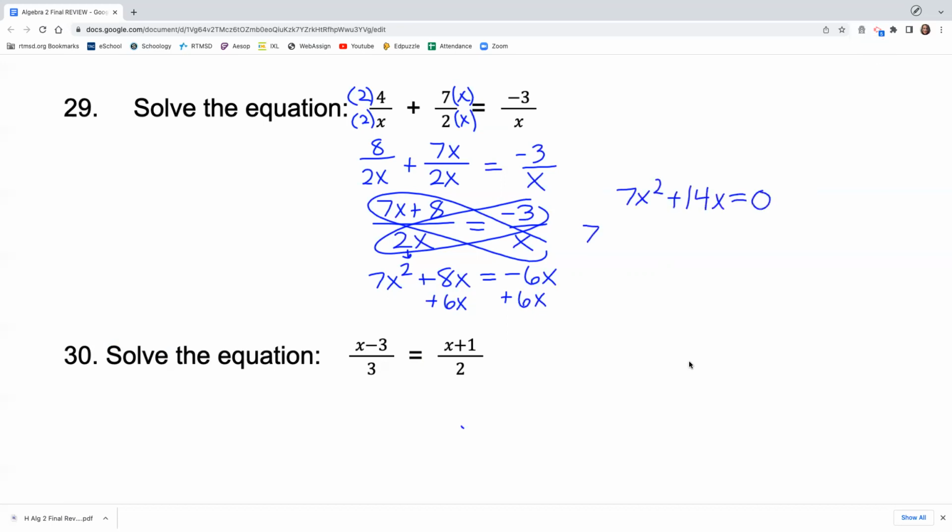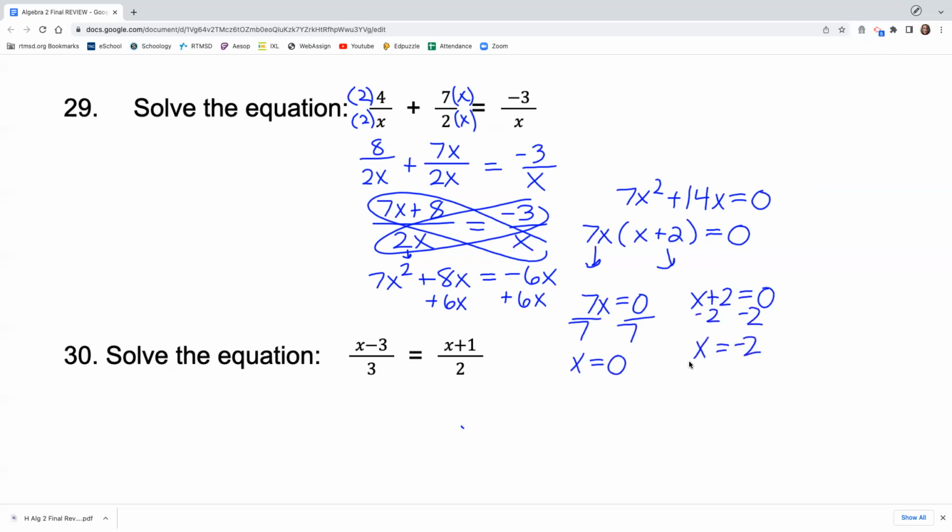I then factor by taking out a 7x from both terms. I'm left with an x plus 2 inside the parentheses. I then can set both of these equal to 0. 7x equals 0 and x plus 2 equals 0. I solve, divide both sides by 7. I get 0 as an answer. Subtract 2 from both sides.